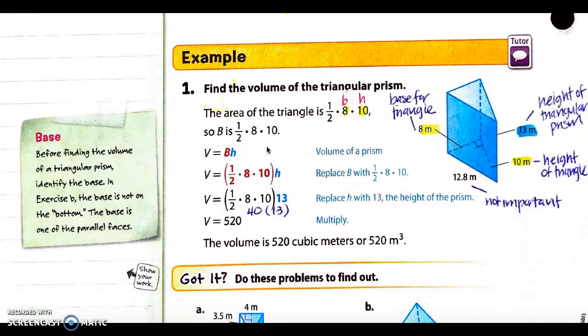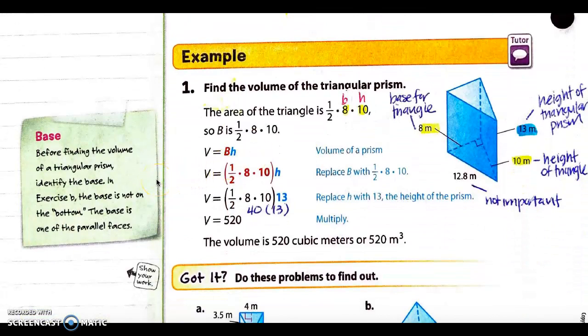So taking a look at example 1, it says, find the volume of the triangular prism. The area of the triangle is 1/2 base times height, right? So our base is 8, as you can see right over here. So this is going to be our triangular area that we're trying to find, okay? This bottom portion of it. So that's going to be 8. And our height, please do not confuse it with this.